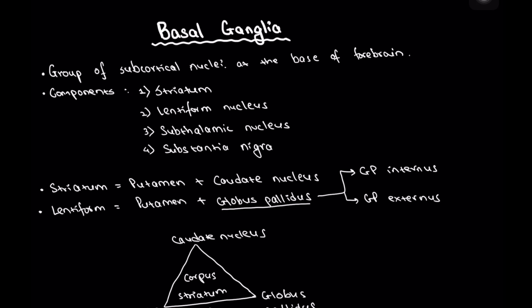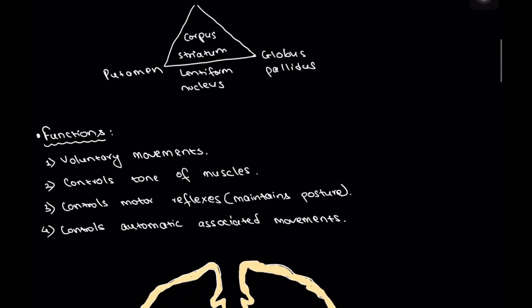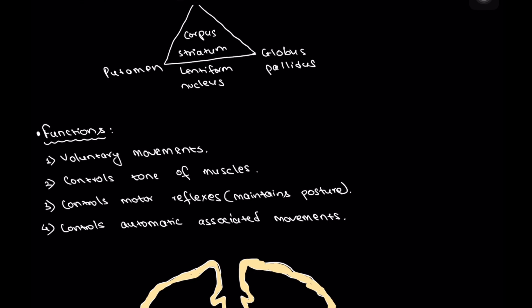Globus pallidus is divided into two parts: globus pallidus internus, which is located medially, and globus pallidus externus, which is located in the lateral part. The basal ganglia is very important for voluntary movement. It controls the tone of muscle. It controls the motor reflexes by coordination and integration of visual and labyrinthine systems, so it helps to maintain posture. It controls automatic associated movements, for example, swinging your hands while walking or facial expressions while talking.